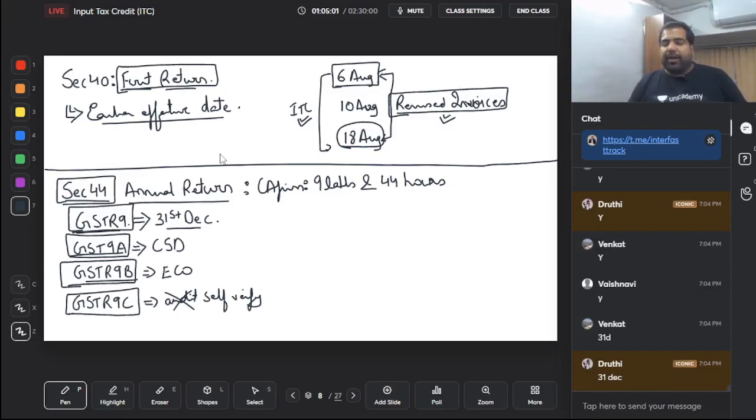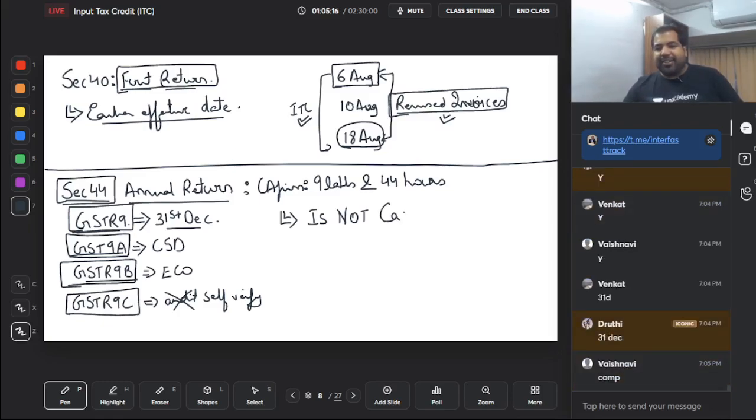And guys, who has to file annual return? Everyone except is not. Any idea, guys, what is the third word? Is not compulsory. No, here it is changed. Is not casual.